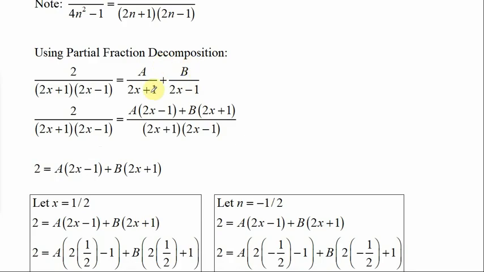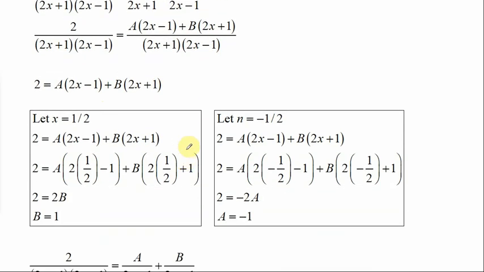And now we want to combine these two expressions, so we can cross multiply. So it will be constant a times 2x minus 1 plus constant b times 2x plus 1, divided by the product of 2x plus 1 and 2x minus 1. So from here we have 2 is equal to constant a times 2x minus 1 plus constant b times 2x plus 1. And this equation right here is true for all x.